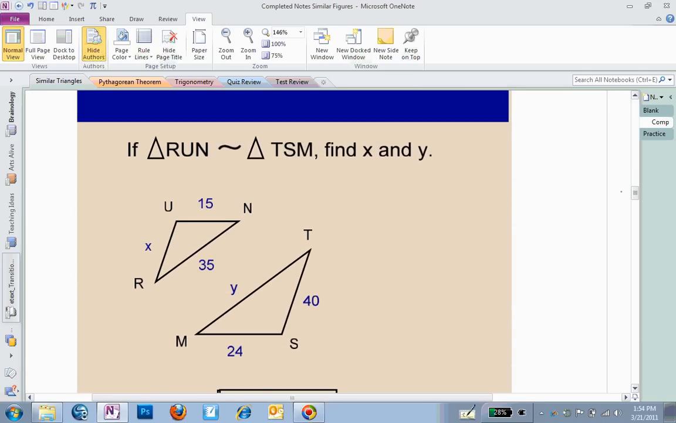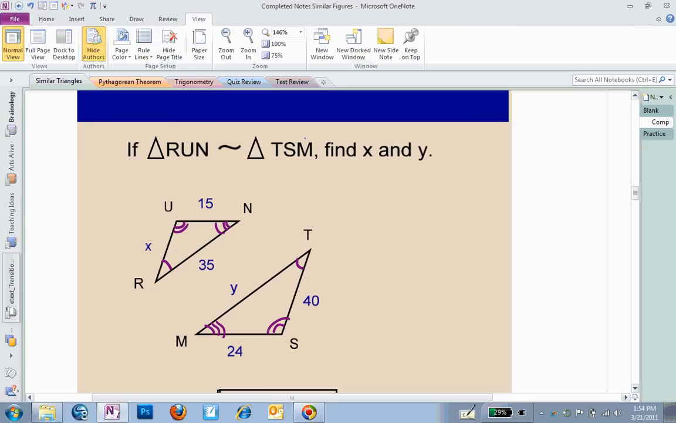In this example, we have triangle RUN similar to triangle TSM. We can use the letters in our similarity statement to figure out which angles are congruent to each other. Angle R is going to be congruent to angle T. Angle U is going to be congruent to angle S. And angle N is going to be congruent to angle M by the way they line up. So we now also know that side RU corresponds with TS, UN corresponds with SM, and RN corresponds with TM.